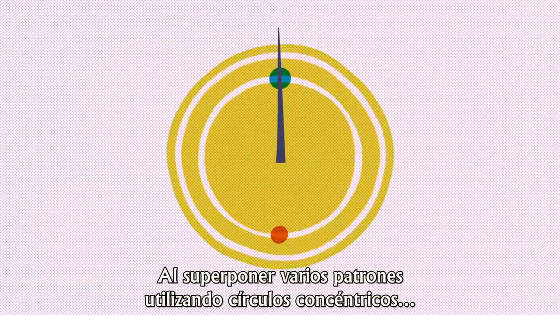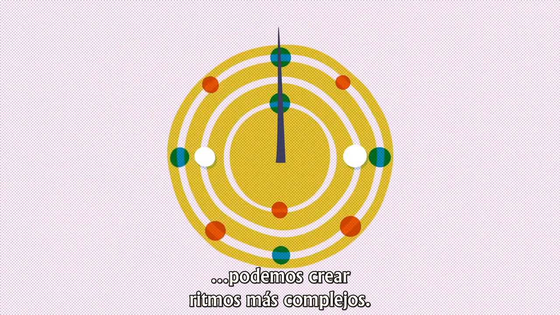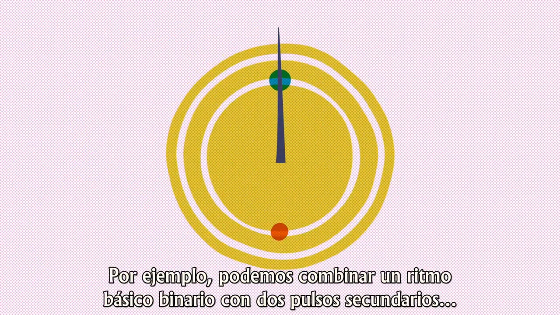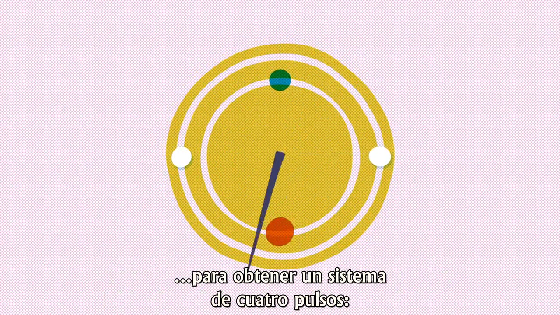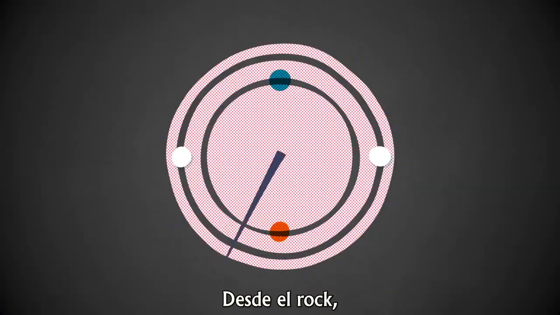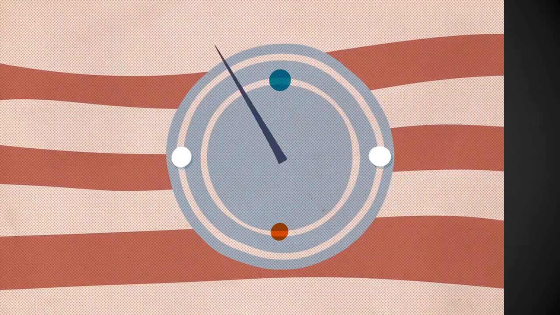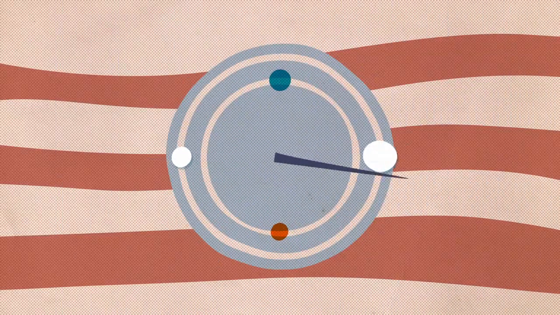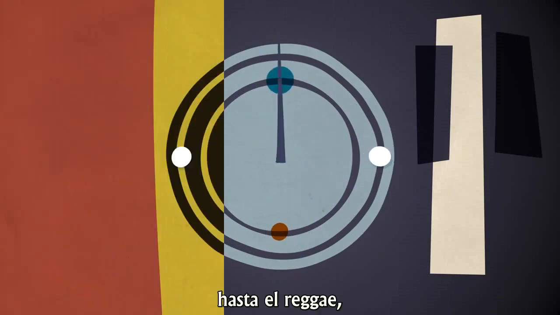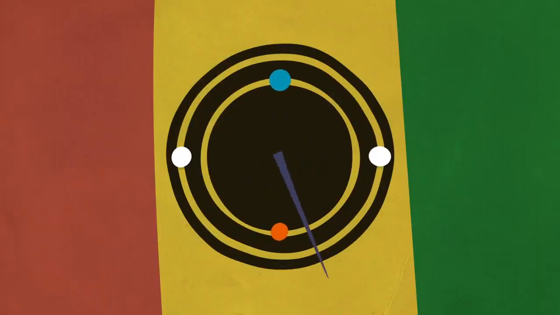Layering multiple patterns using concentric wheels lets us create more complex rhythms. For example, we can combine a basic 2-beat rhythm with offbeats to get a 4-beat system. This is the recognizable backbone of many genres popular around the world, from rock, country, and jazz, to reggae and cumbia.